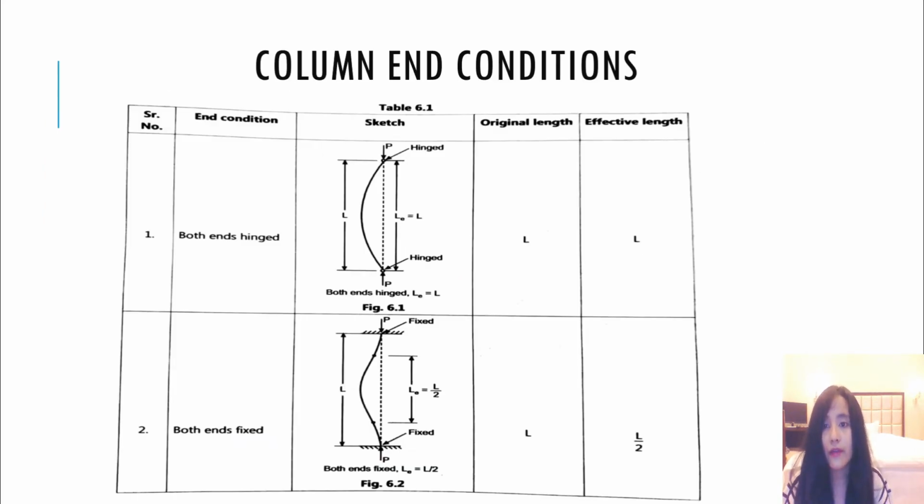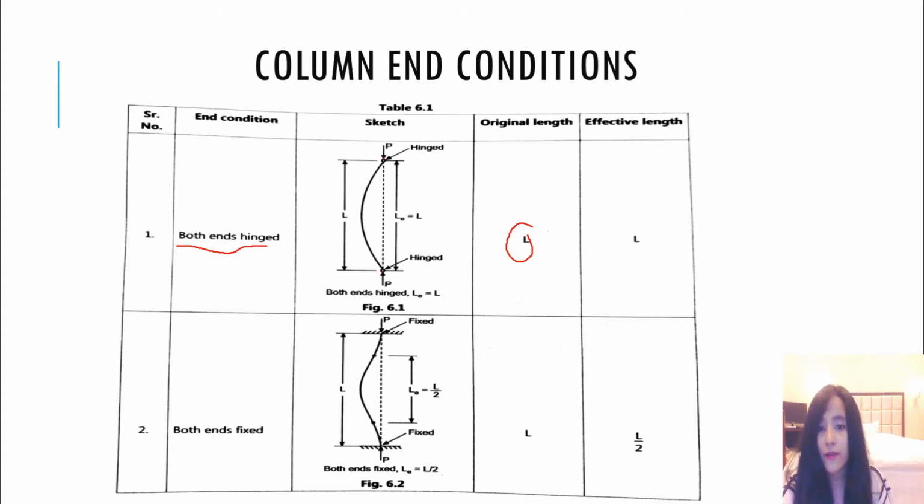So here you have column end conditions. In column end condition, first condition is both ends are hinged. यहाँ पर दोनों end it is hinged. So if both the ends are hinged, original length of the column is L and its effective length will be again L only. जो original length है वही length deflect भी होगा. So effective length is equal to its original length.